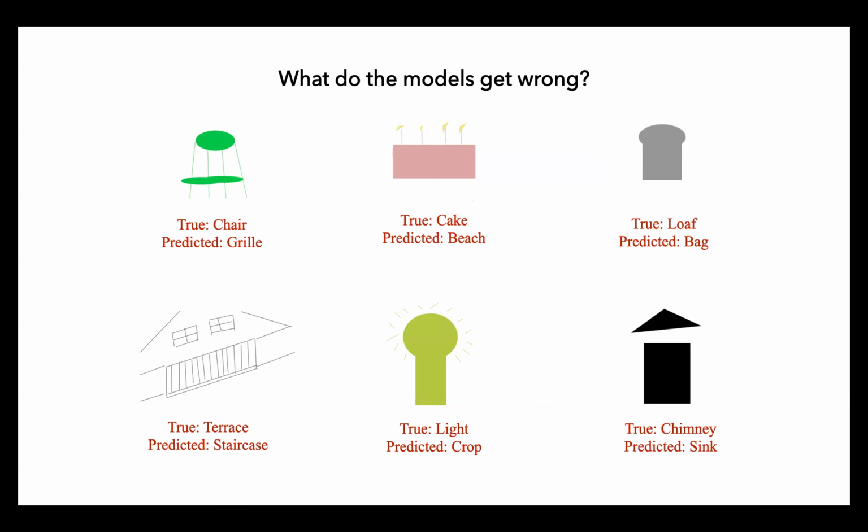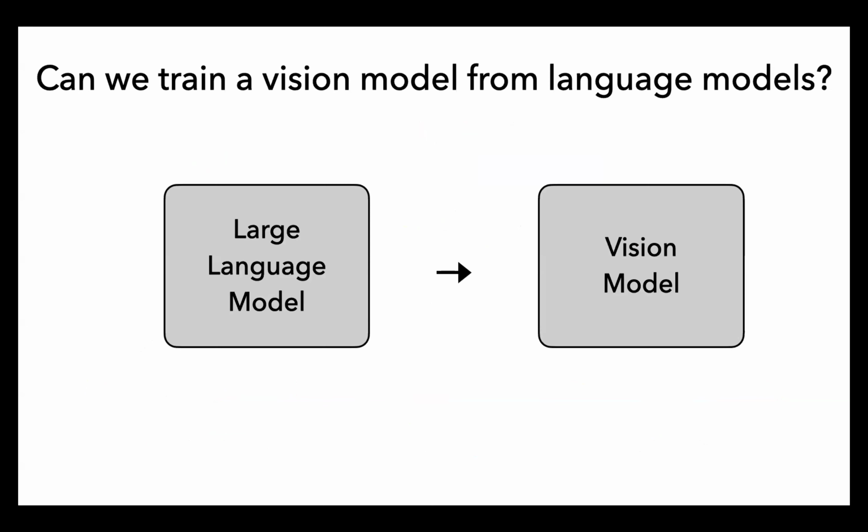But when it's wrong, it's usually okay. Look at this one here. A human drew this terrace. They tried to draw a house, but with a fence. But the language model said, I think that's a staircase. To me, it looks like a staircase too. So the errors are reasonable. We have more examples on the website if you're interested.